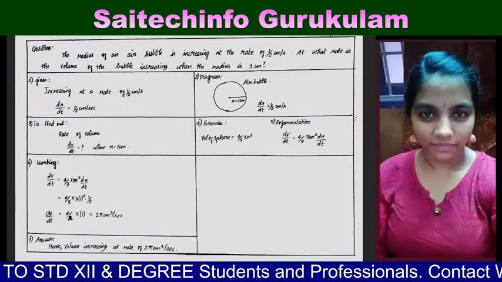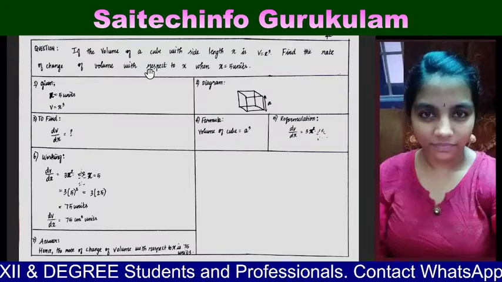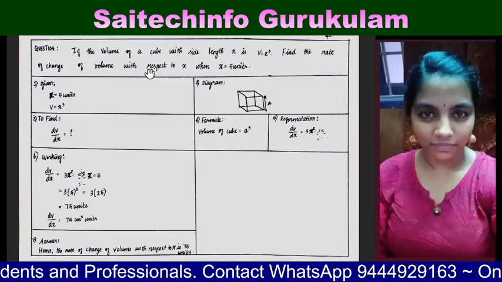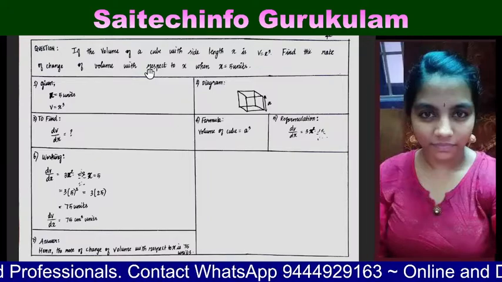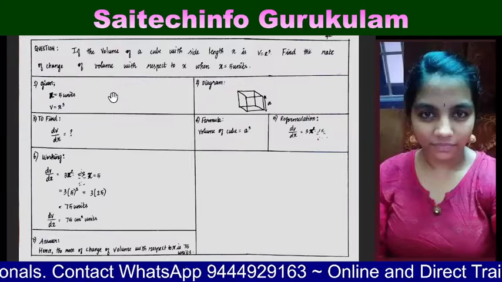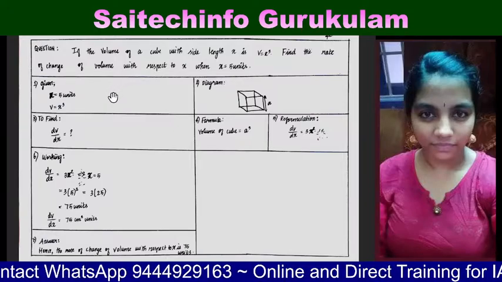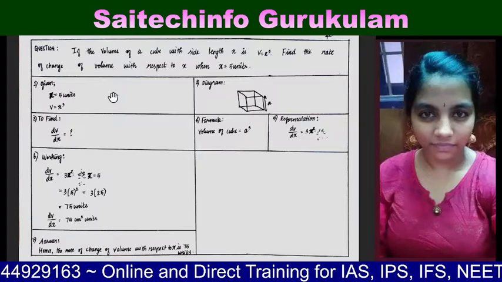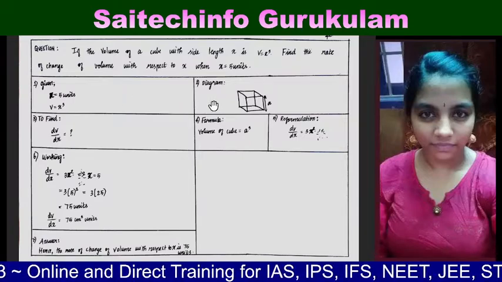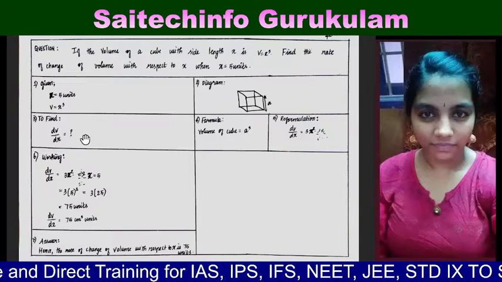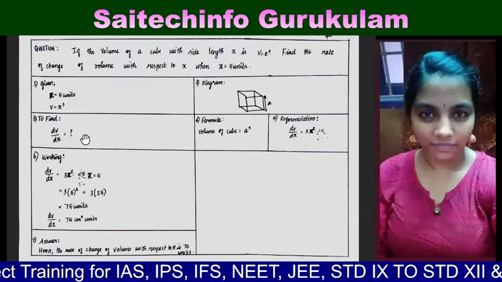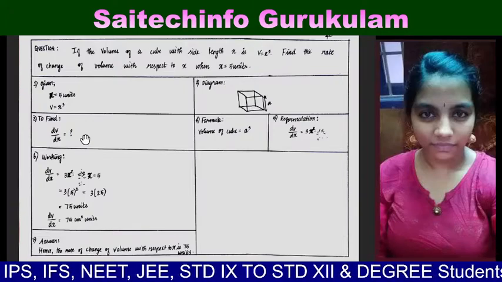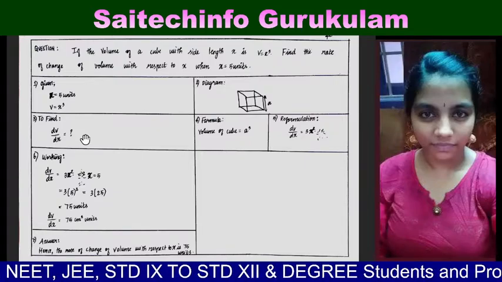Next question, if the volume of a cube with side length x is v is equal to x cube, find the rate of change of volume with respect to x when x is equal to 5 units. So, from the given question, we came to know that x is equal to 5 units and volume v is equal to x cube. I have just shown a cube with the side length a, and what we have to find is dv by dx, that is we have to differentiate volume with respect to x. Formula: volume of a cube is equal to a cube. I have just reformulated in terms of x, that is dv by dx is equal to 3x square.